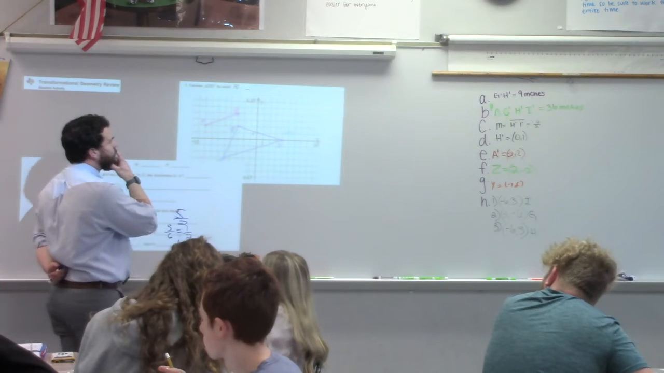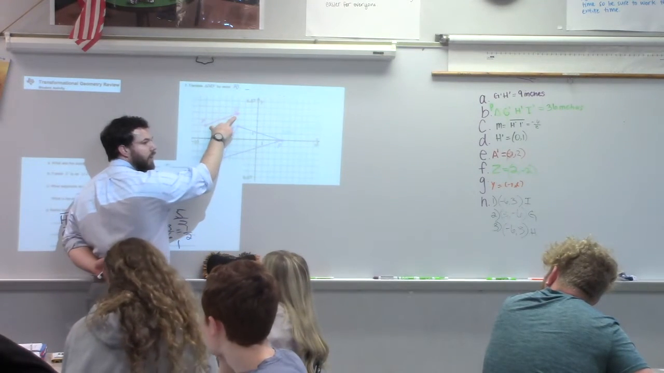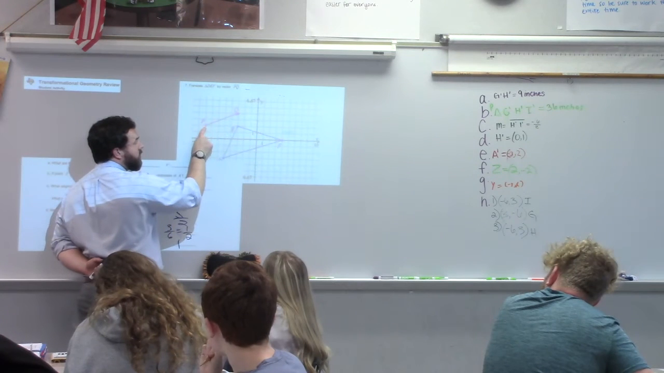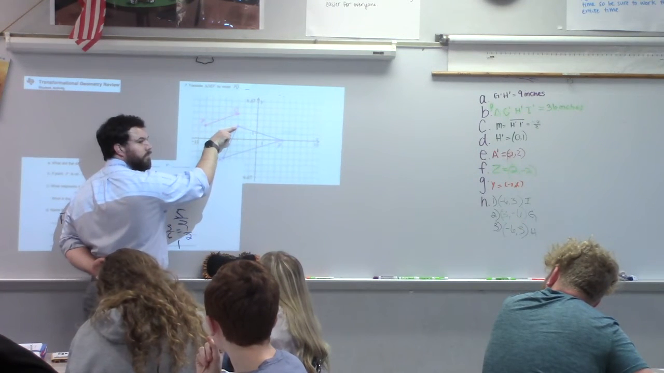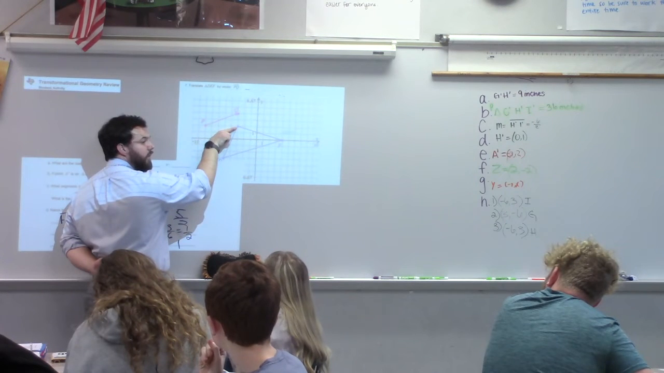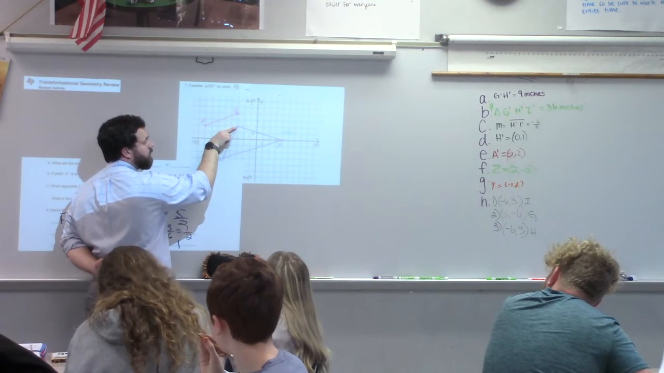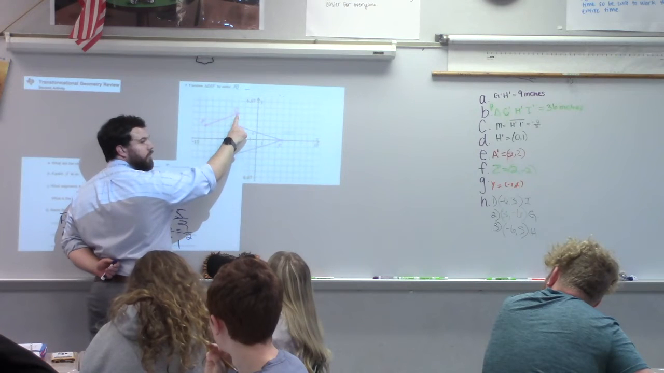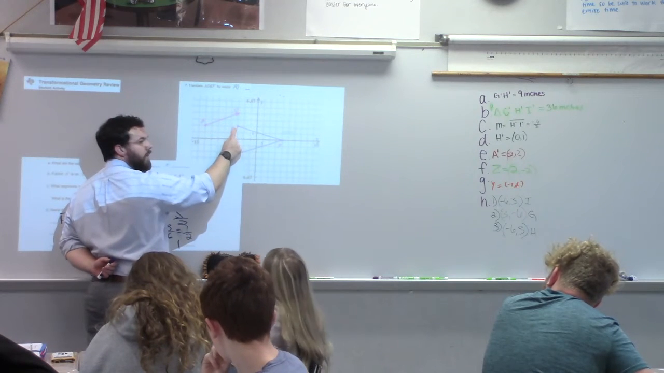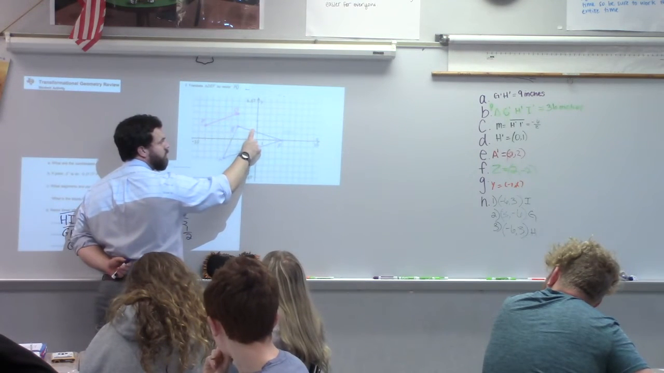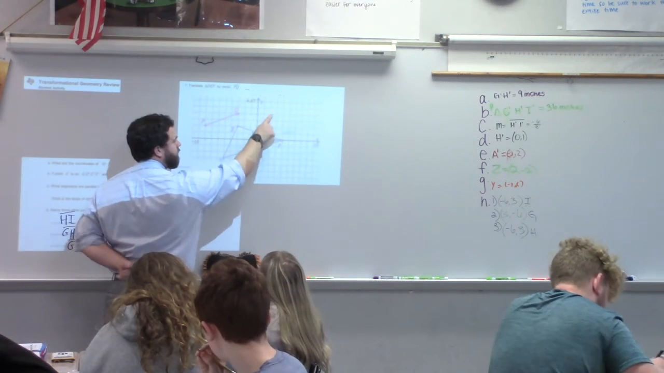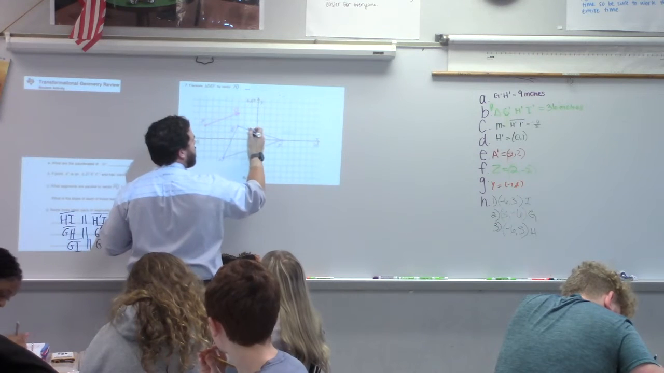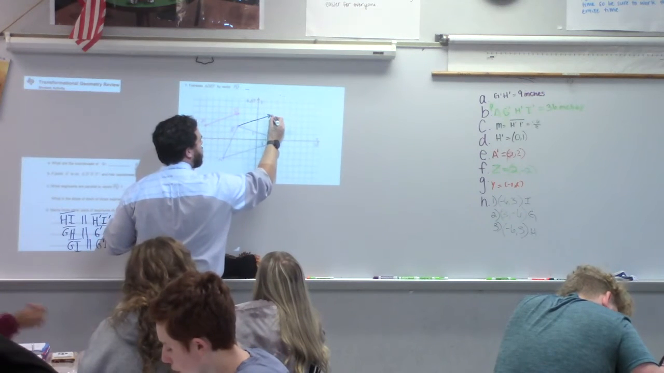So I want to point this out. This vector, remember, is how much I'm translating by. So if I start here, how much am I translating to the right? 5. And how far am I translating up or down? Up 2. So what am I going to do to point E? Move it to the right and then up. How far to the right? 5. And up? 2. So notice to the right 5 and up 2 puts me here.